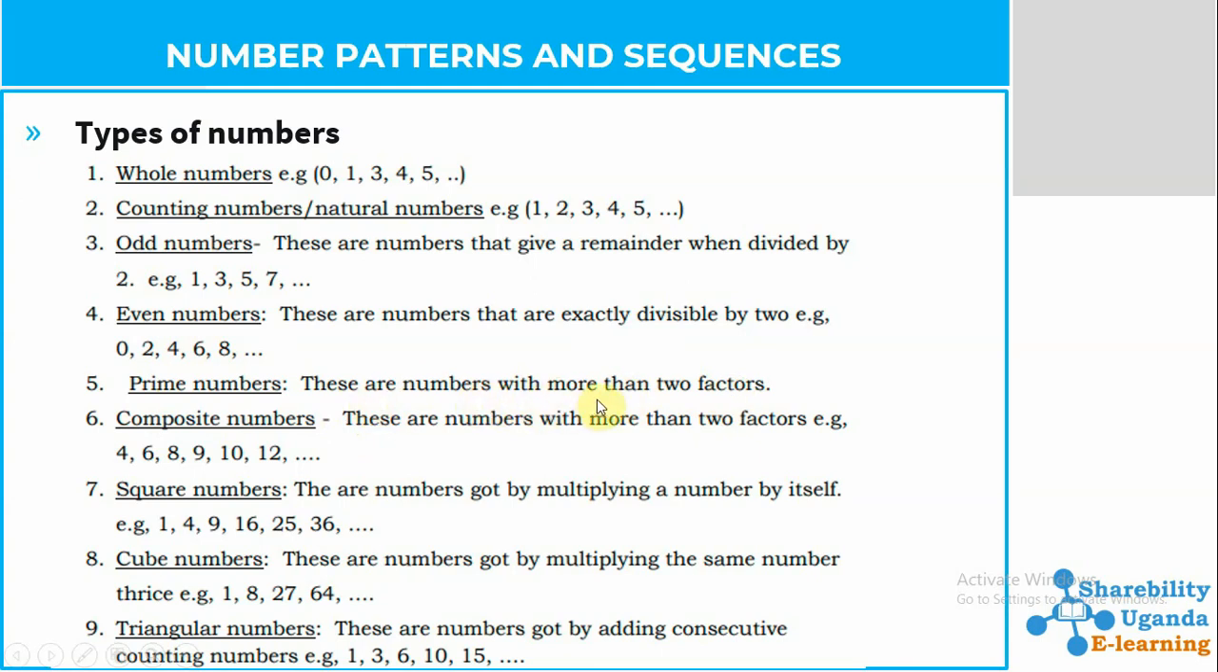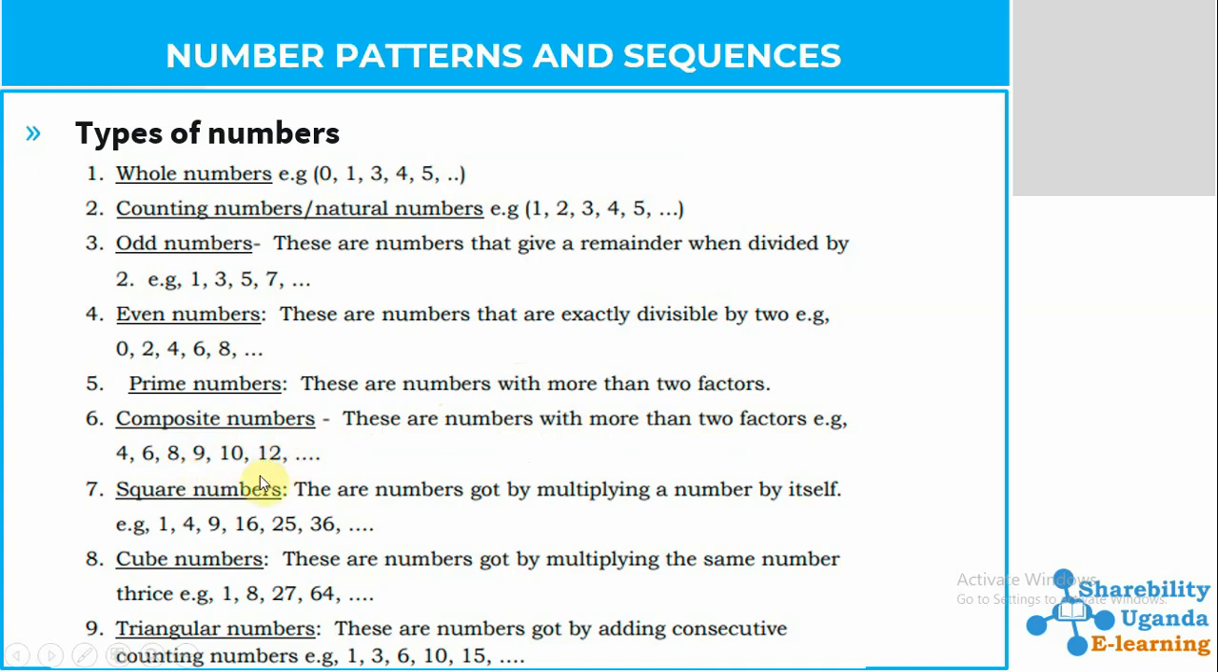They are numbers with more than 2 factors. Okay, so we shall explain that in the next lesson, or in this lesson as we go ahead. Then we also have what we call composite numbers. In these composite numbers, they are numbers with more than 2 factors, e.g. we have 4, we have 8, we have 9.